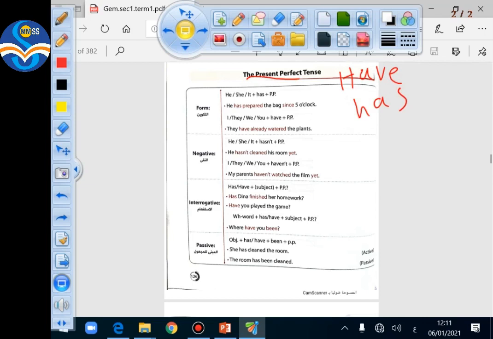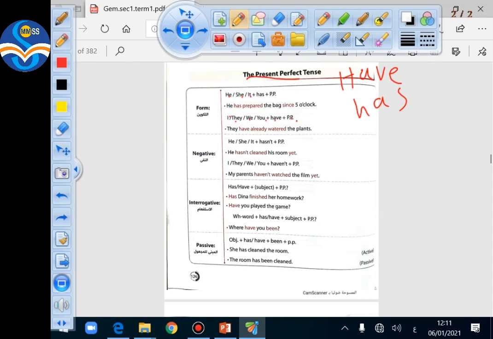So let's move to the rule. In the form, we've got he, she, and it plus has. And because we've got has, we should have PP. And if we've got I, we, they, you, we've got have plus PP. What is the PP or the past participle? Past participle is the third form of the verb.